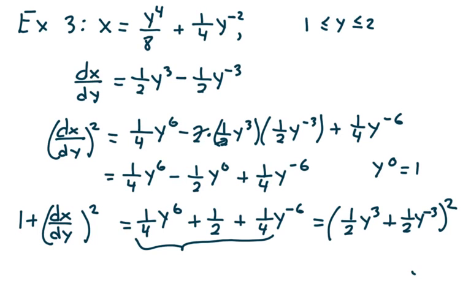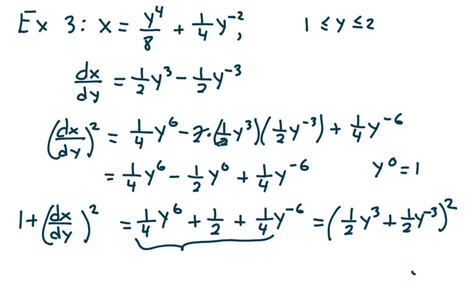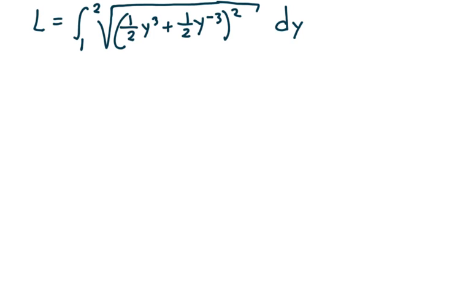And so L is going to be equal to the integral from 1 to 2 of the square root of, so I'm going to take 1/2 y cubed plus 1/2 y to the negative 3, and I'm going to square it and take the square root of that and then integrate with respect to y. And so it works out wonderfully. So you take the integral from 1 to 2 of 1/2 y cubed plus 1/2 y to the negative 3 dy.